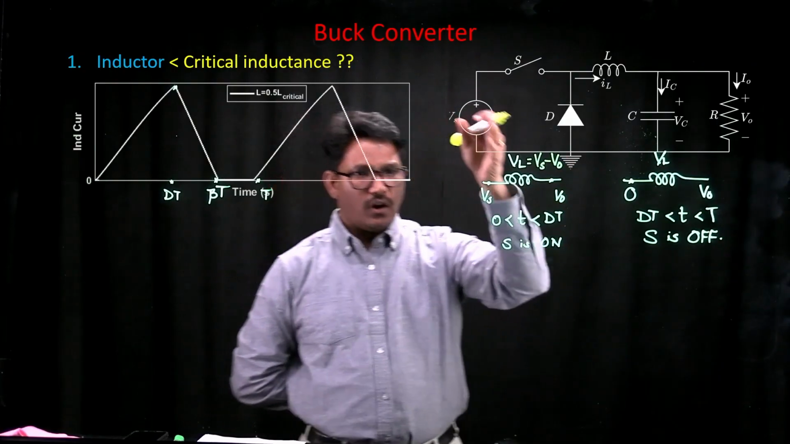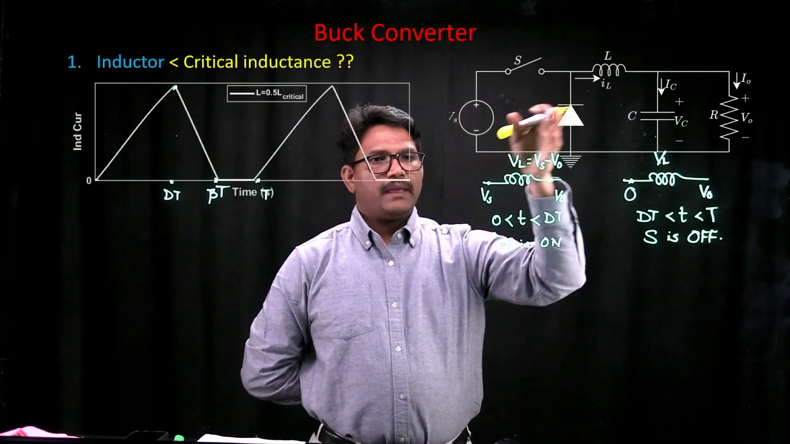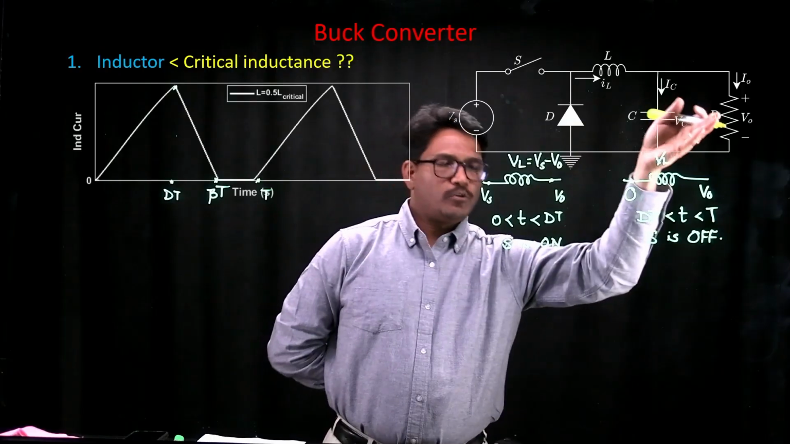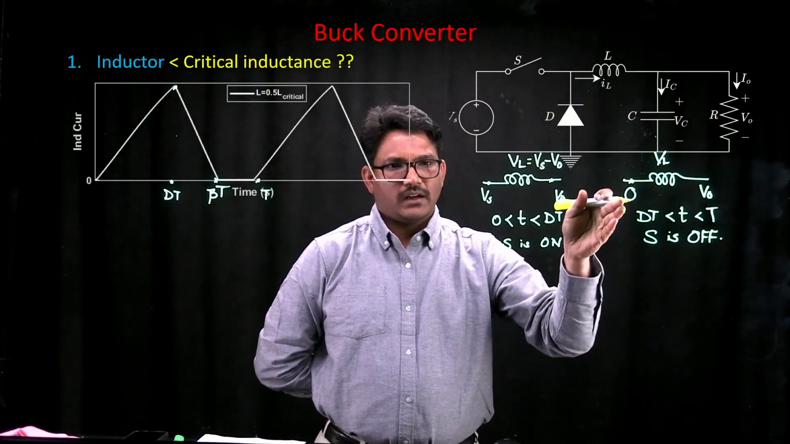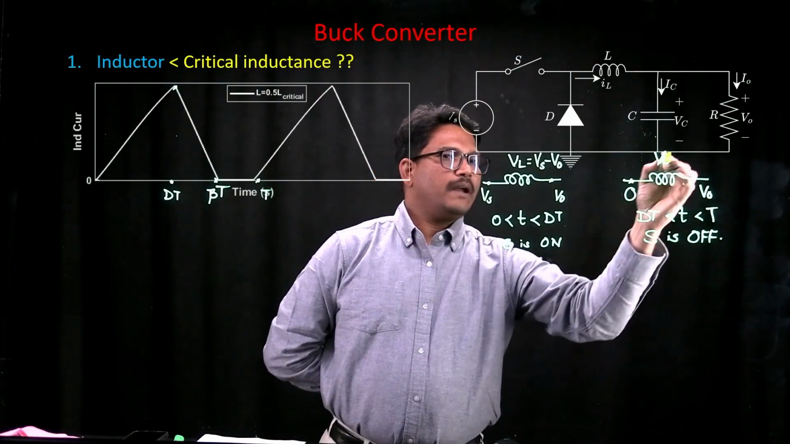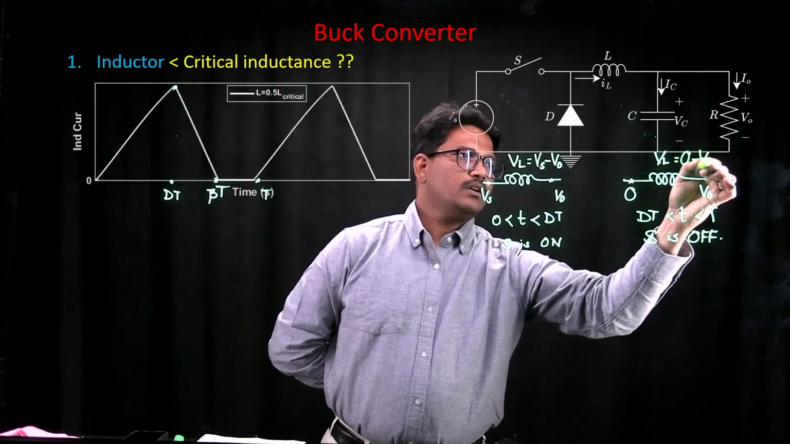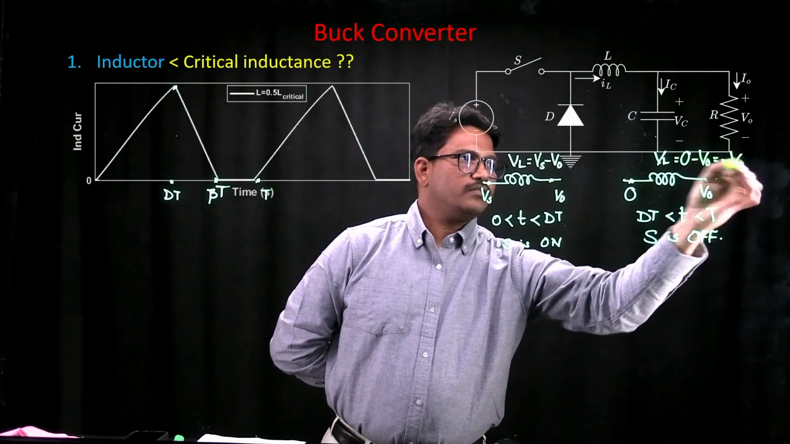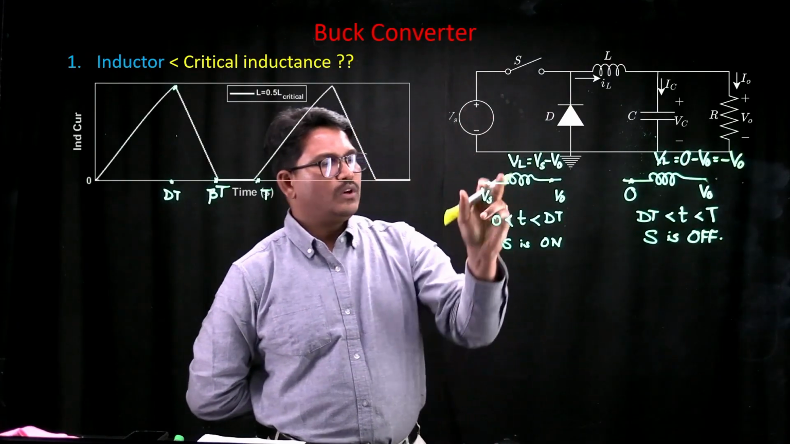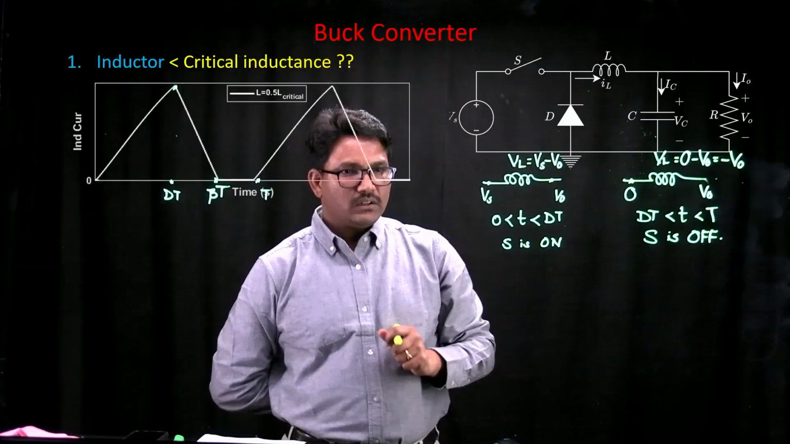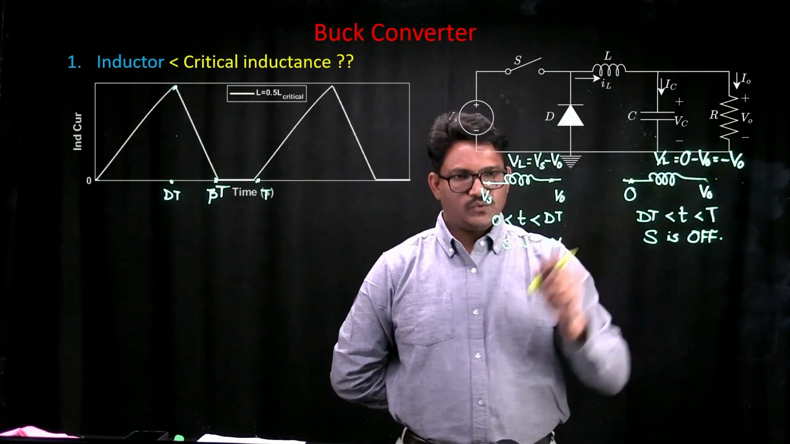Similarly, when the switch is off, then the inductor will experience only output voltage. The input side voltage of the inductor is 0, output side is V0. That is, inductor voltage is now 0 minus V0, which is minus V0 itself. So during turn on of the switch, the voltage across the inductor is Vs minus V0. During turn off condition of the switch, the voltage across inductor is just minus V0.